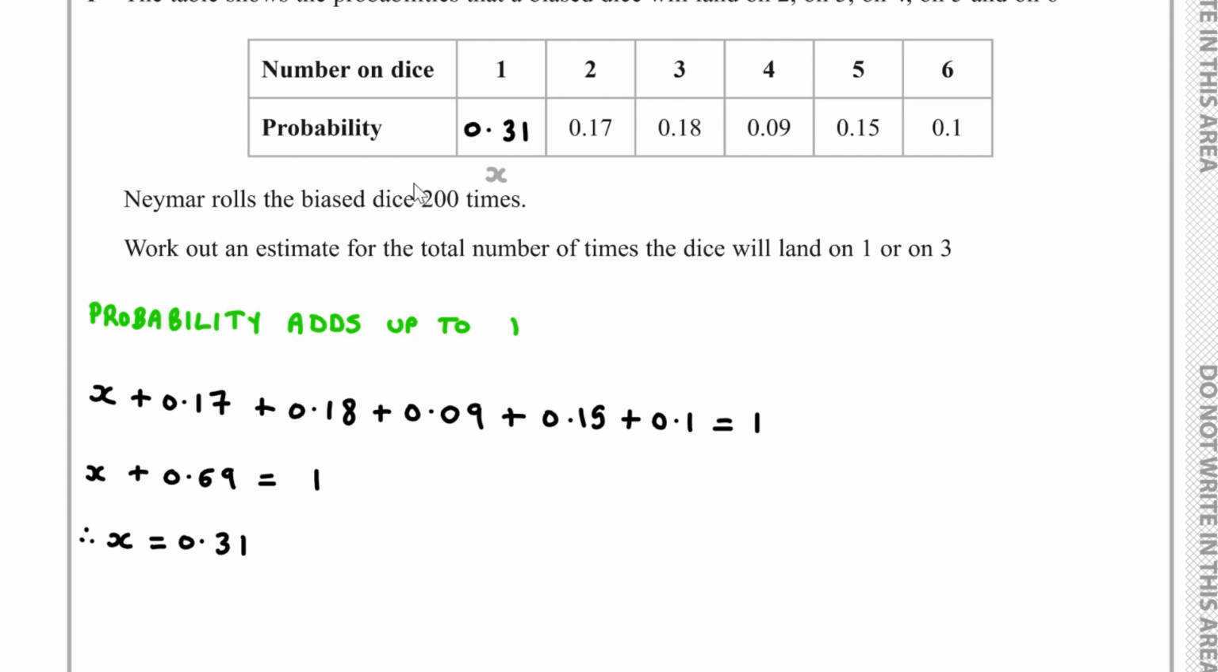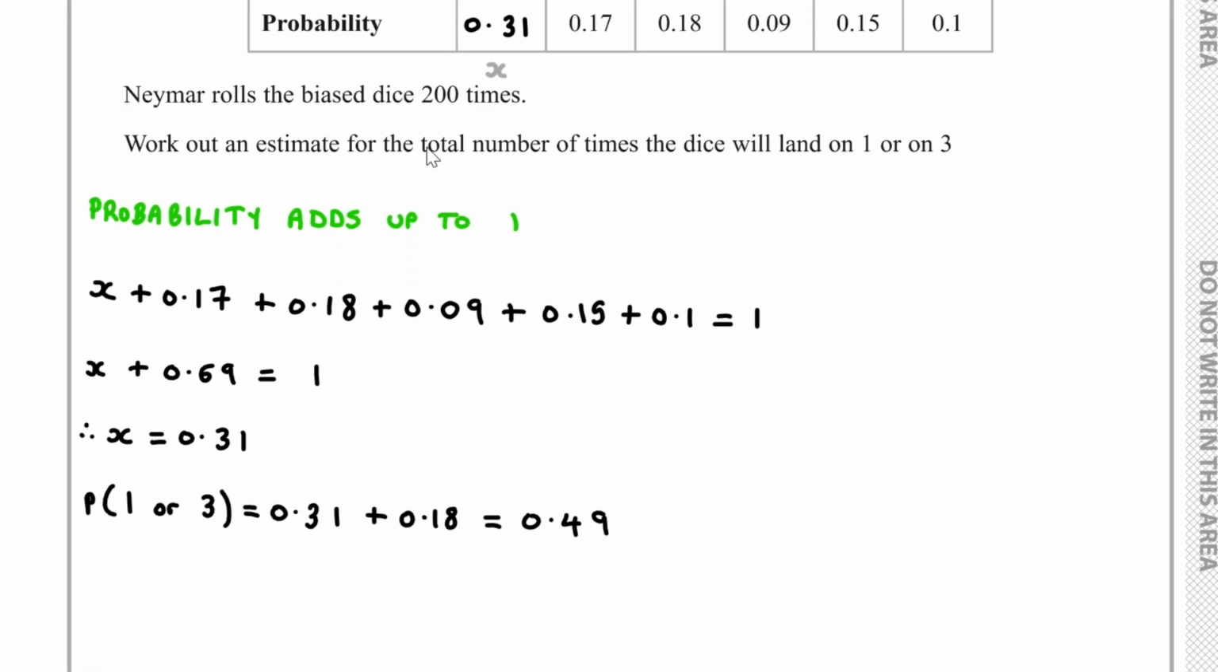Now, let's find the probability that we land on a 1 or land on a 3. So, the probability that we land on a 1 is equal to 0.31. And the probability that we land on a 3 is 0.18. So if I work this out, it turns out we get 0.49.